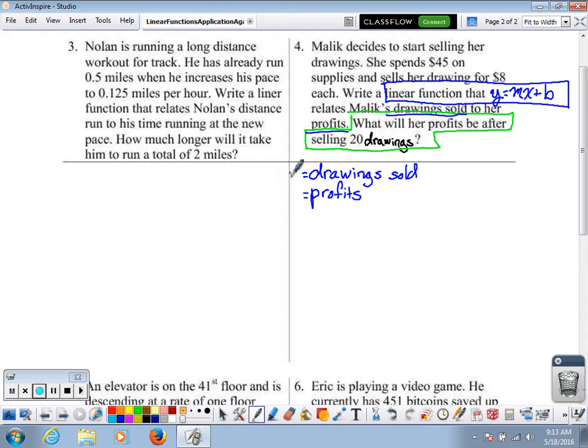Good. The drawing sold is causing her profits to change. Great. So we have our X and our Y. We have the tough part taken care of. Once we have this, guys, everything else falls into place. Okay, because then we can look for a rate. We can look for Y's per X, profits per drawing. Well, what do we have as far as profits per drawing?